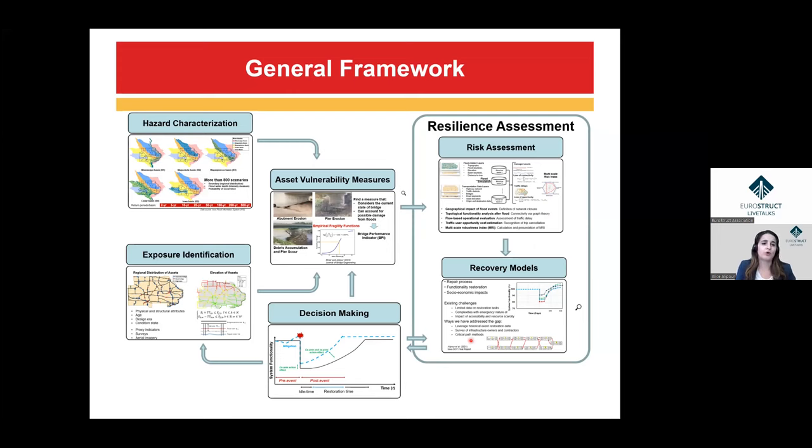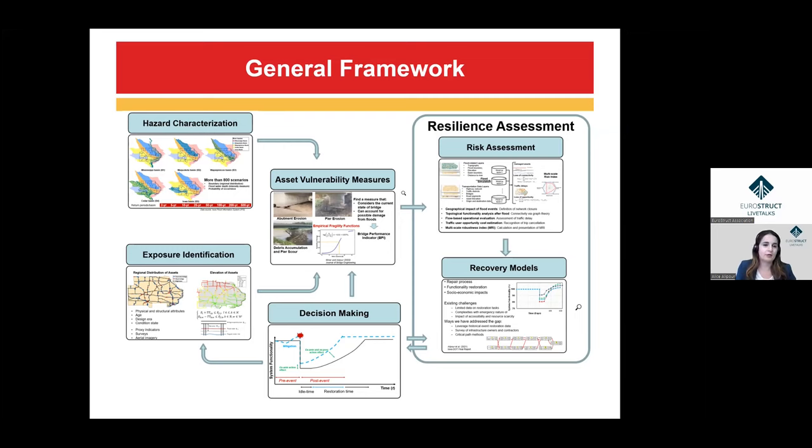The more important part, which defines resilience, is really the recovery part, where we are interested not only in the immediate aftermath of the event, but also in the temporal evolution of the various performance measures that we consider for the system, and how they evolve as we try to recover the system. All of this forms a computational backbone that establishes this framework.